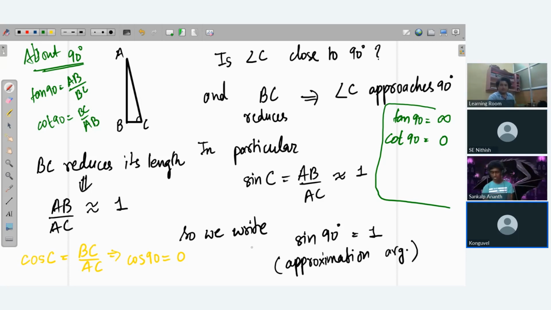Sir, can I say it's undefined because it's 1 by 0? It's not 1 by 0, it's 0 by something. Whenever we write tan 90, at your level, infinity and undefined are the same. You can use them interchangeably, but be careful that in reality it is not so.